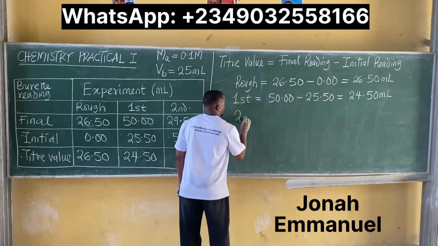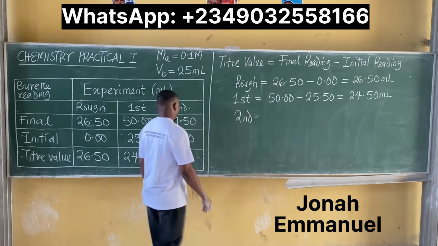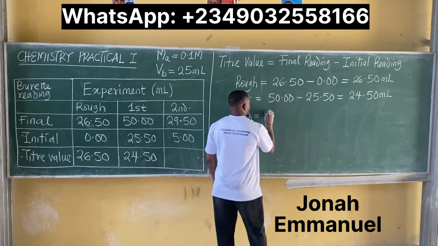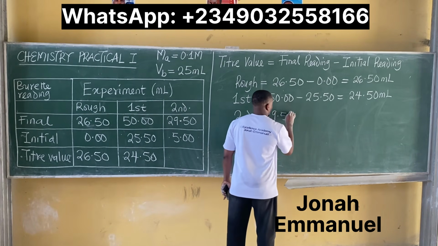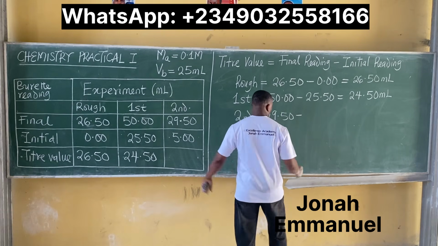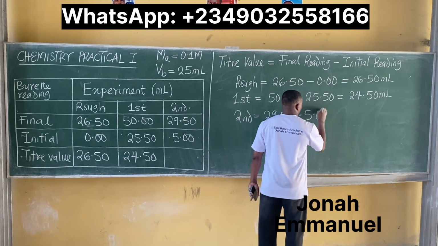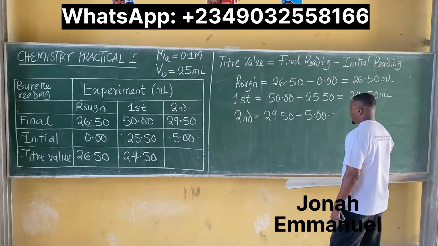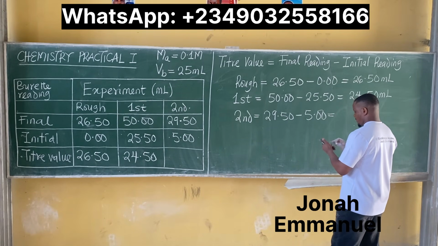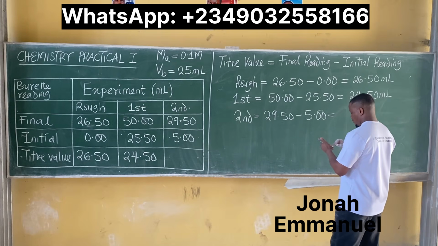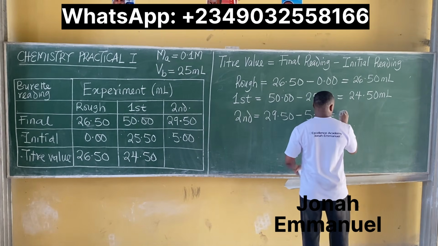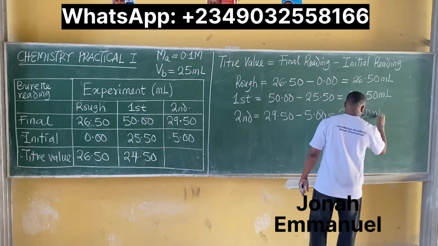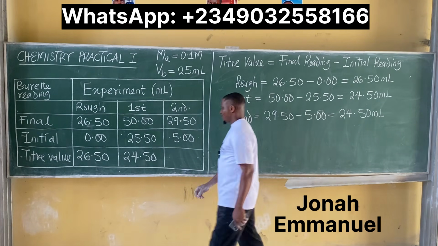Now, finally, second reading. For the second reading, what I have there is this minus this. 29.50 minus what I have here, 5.00, and that's equal to 29.50 minus 5.00. That gives you 24.50 ml. So I also have 24.50.